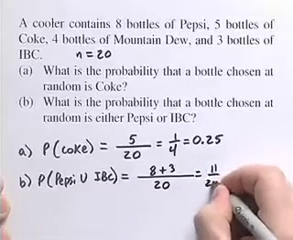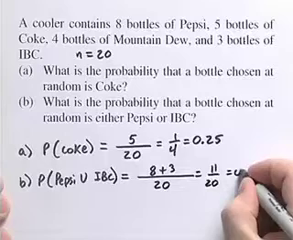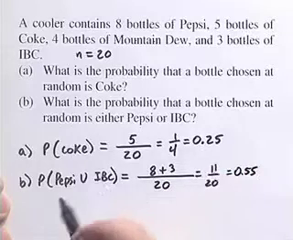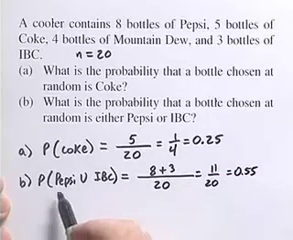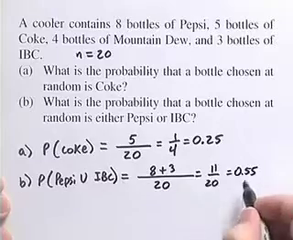This gives us 11 divided by 20, which is equal to 0.55. So the probability that a bottle chosen at random is either Pepsi or IBC is 55%.